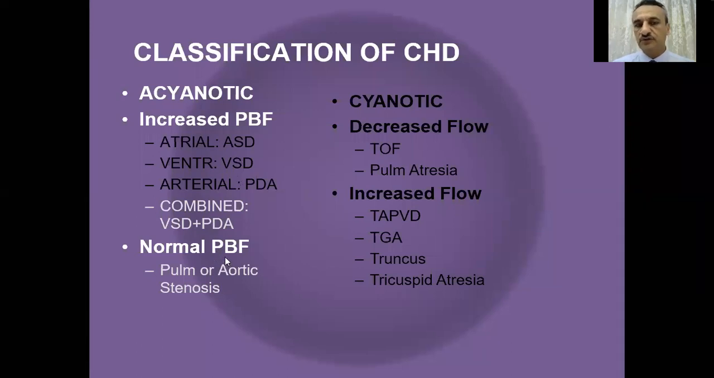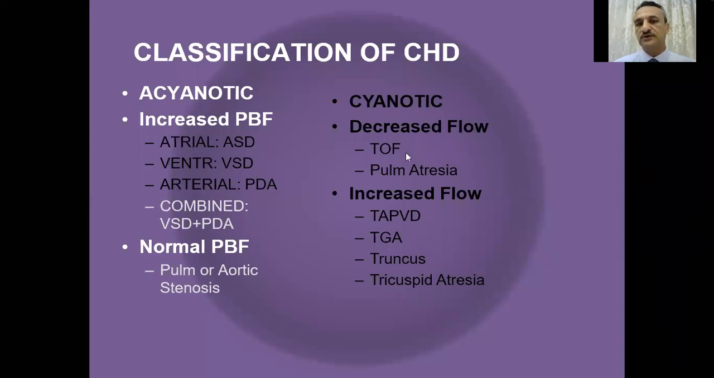Or you may have a normal blood flow to the pulmonary system. In that case, you have either aortic or pulmonary stenosis. Stenosis means narrowing of that valve. We will discuss this issue next time. Today, I'm going to concentrate on cyanotic congenital heart defects. This is called the clinical classification, depending on the flow to the pulmonary system.